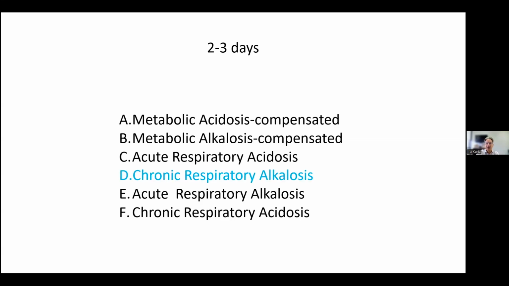So it's chronic respiratory alkalosis. If I start hyperventilating you now, it's going to take 2 or 3 days before the change in the PCO2 will be double the change in your bicarbonate. So if I drop your PCO2 from 40 to 30, it's going to take 2 or 3 days for your bicarbonate to fall by 5. So 2 to 3 days is chronic respiratory alkalosis.